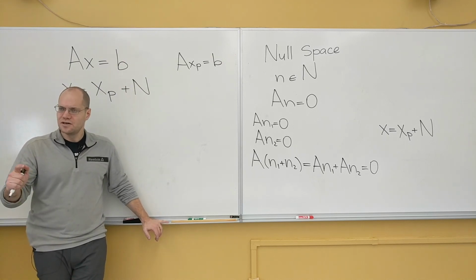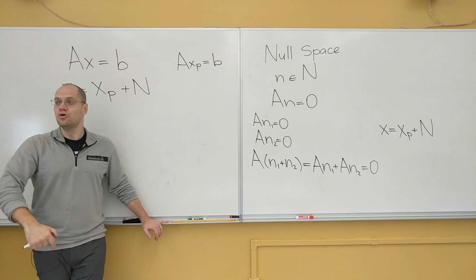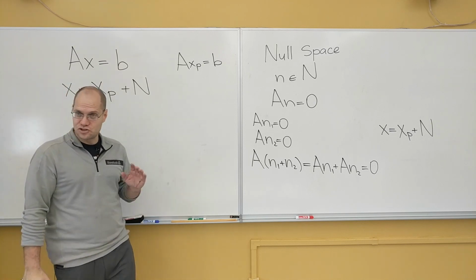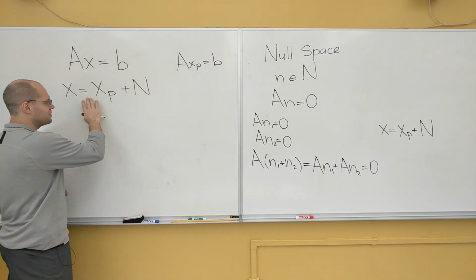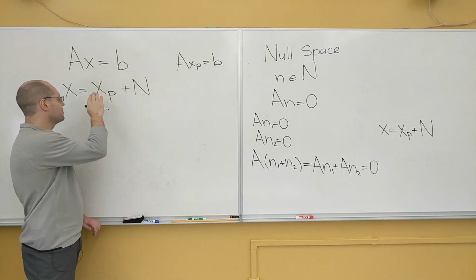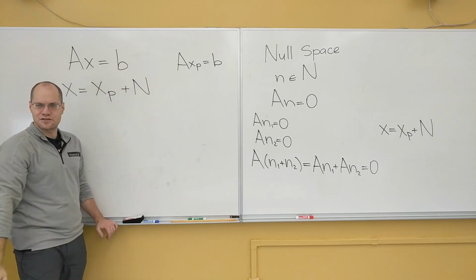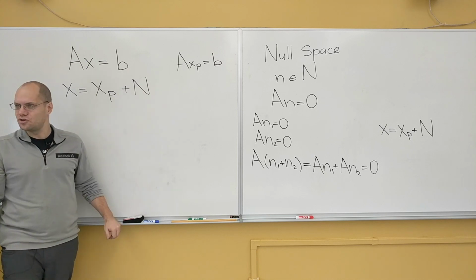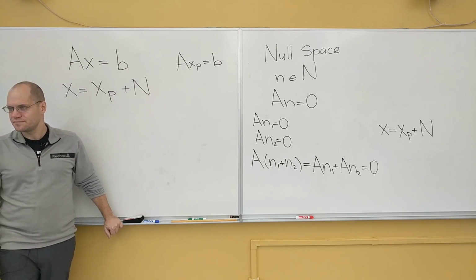Okay, so one of them is easy and the other one is super easy. So we'll start with the super easy one. I will prove that any vector that has this form, our arbitrary choice plus a vector from the null space, goes to B under A.